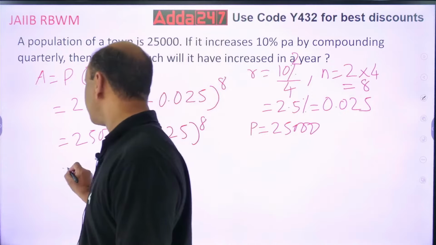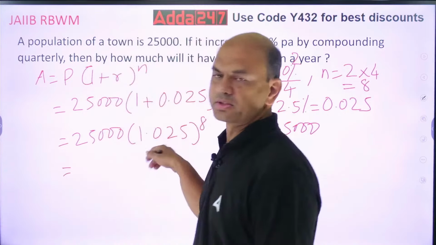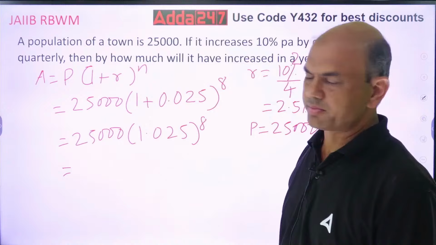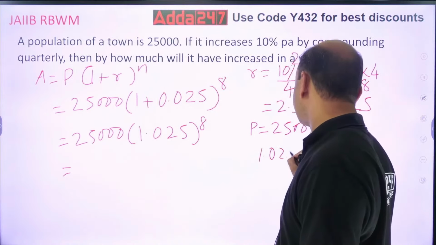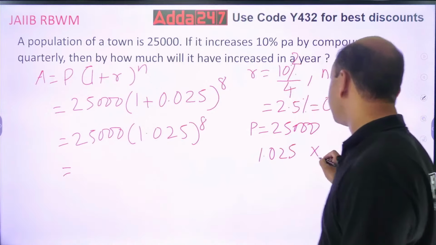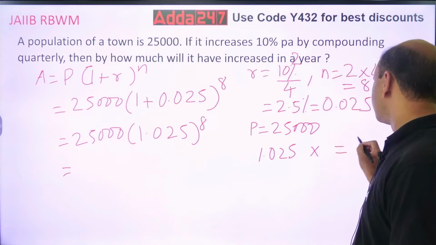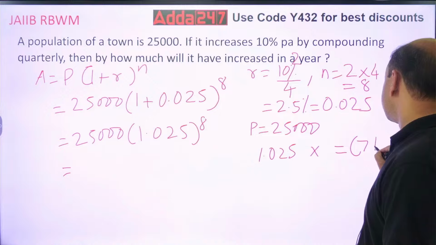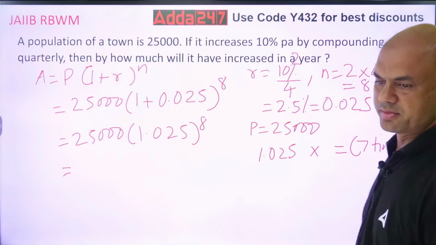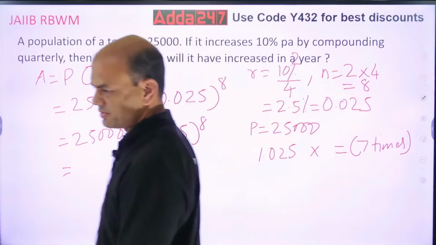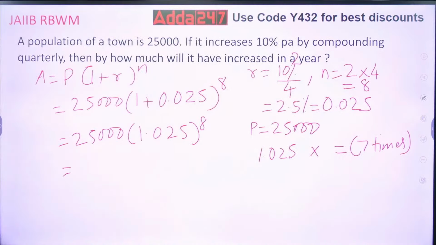So that is equal to, do it now. 1.025 raised to 8. How to do it? See, it's like this. 1.025 into, press into, then equal to 7 times. 7 times. Okay, 1 less. So do it. Try it, everyone. I'll give you 1 minute to solve this. Try this, everyone.